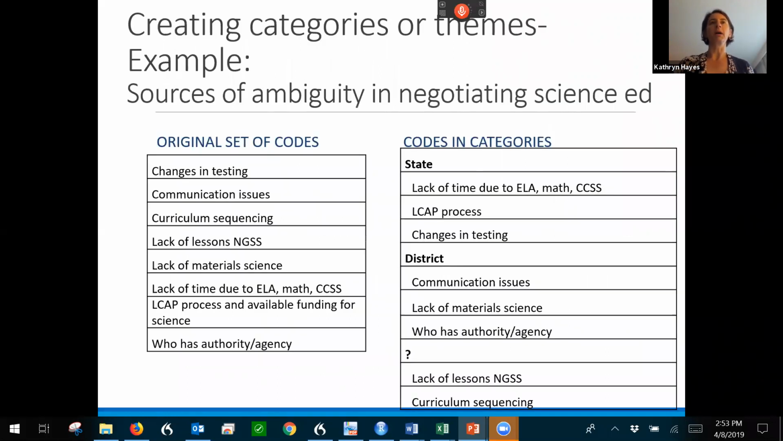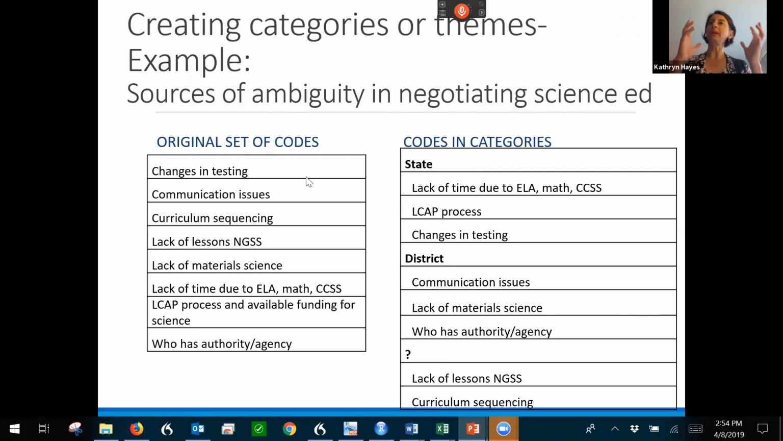So here's an example of a set of codes that I then moved into themes. So these are sources of ambiguity as people try to understand how to deal with science education. So these are areas that people don't understand, or they're wondering about as they're trying to figure out how to support science education, all right? So the original codes are over here: changes in testing, communication issues, curriculum sequencing, lack of lessons for NGSS, lack of materials for science, right? These are all things that are just like, oh, what do we do with these, right?